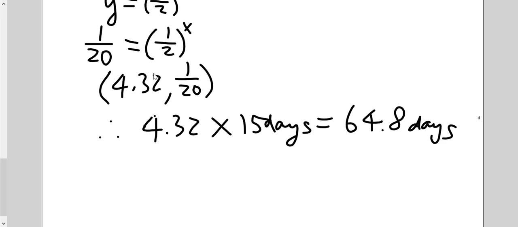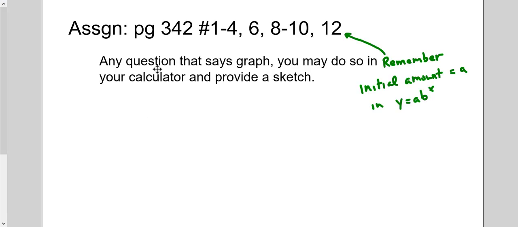All right, so this is all the questions we have for this section. You have the exact same thing. Have fun trying out those questions.